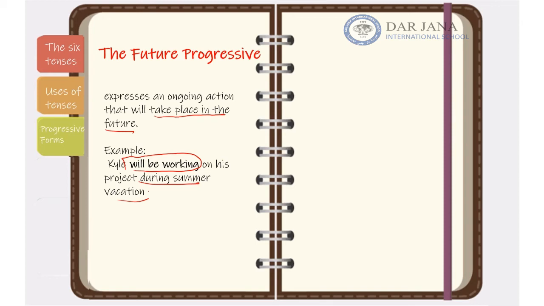And if I want to show you that on the timeline, that's the future. And that's the summer vacation. When we talk about during, it's an interval. So that's the summer vacation from here until here. Okay, that's summer. And it seems that he's going to be working during all the summer or part of it, but it shows continuity of the action. Okay.